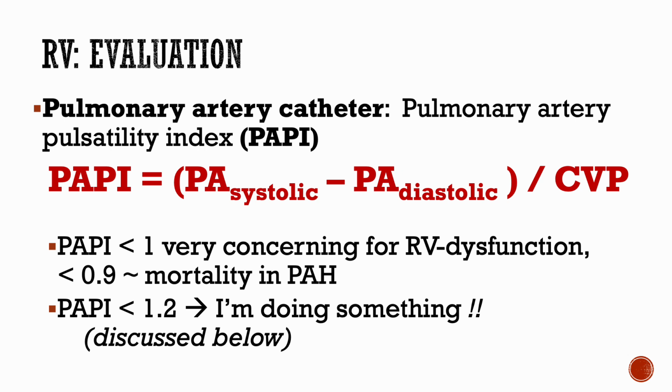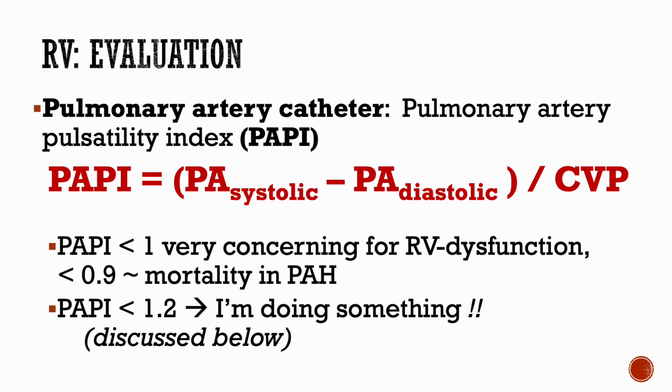And when you get a number that's 1 or less, it is incredibly concerning for right ventricular dysfunction. And in patients with established pulmonary artery hypertension, a value less than 0.9 has been associated with a high mortality.